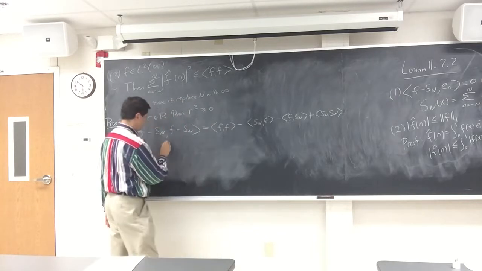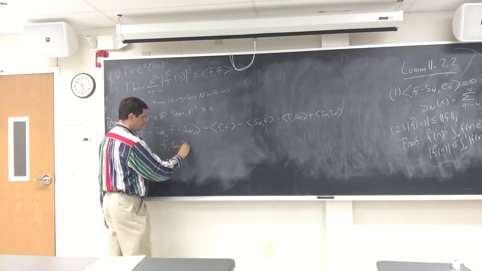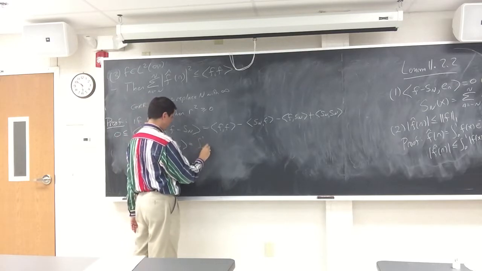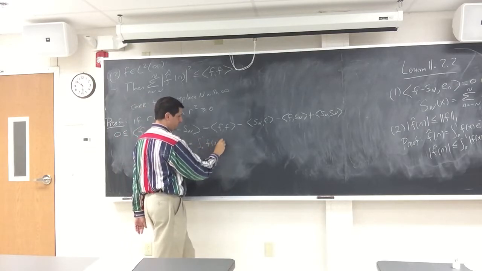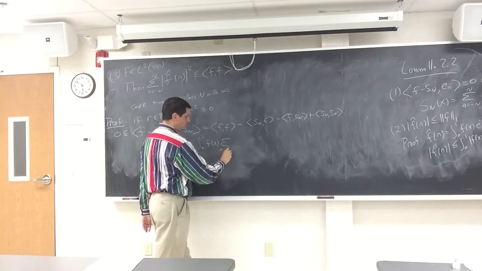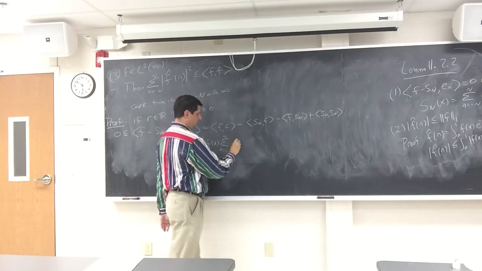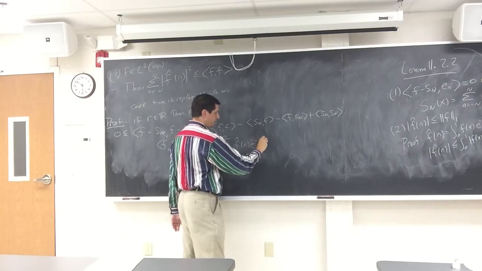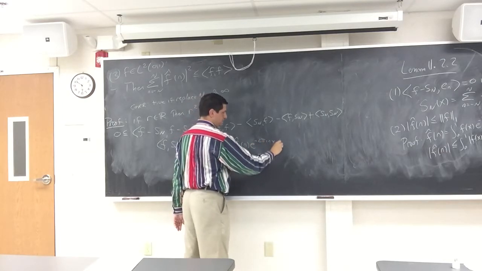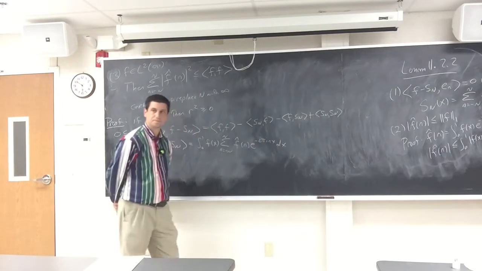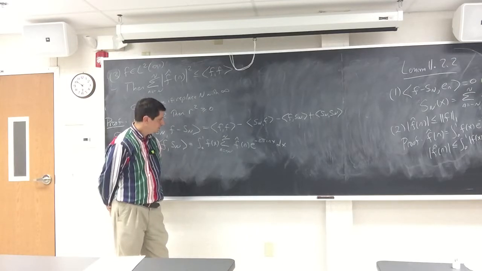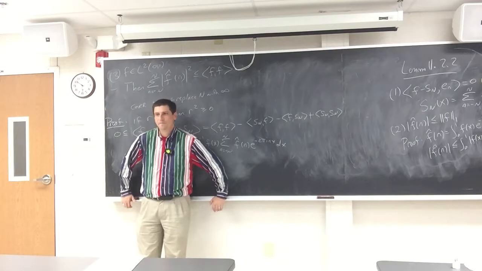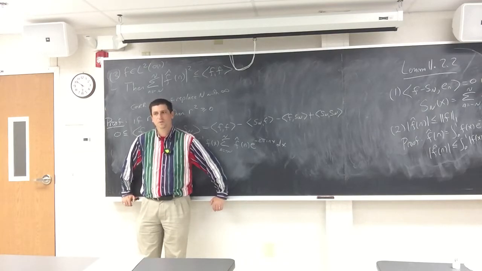So let's look at <f, S_N>. It is going to be the integral from 0 to 1 of f of x, and then the sum, n goes from minus N to N, of f hat of n e to the negative 2 pi i n x dx. What do we know about the integral and the sum? What can we do?